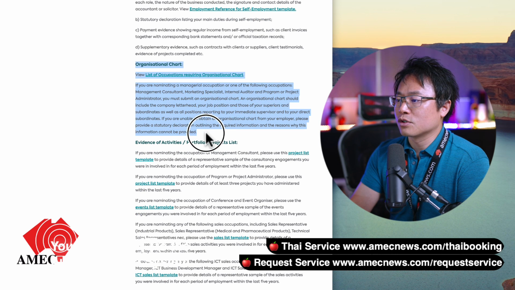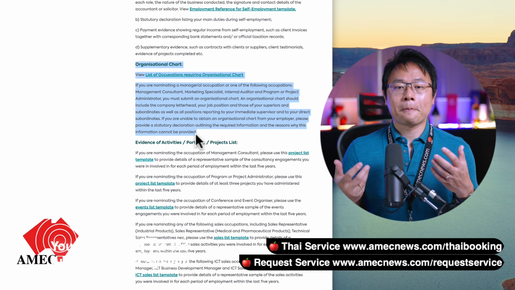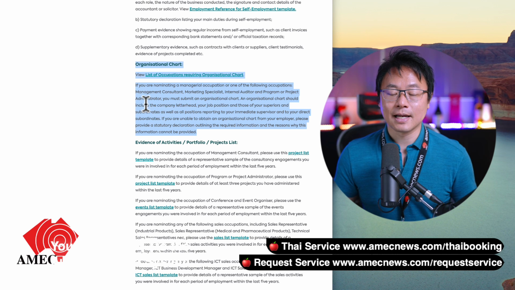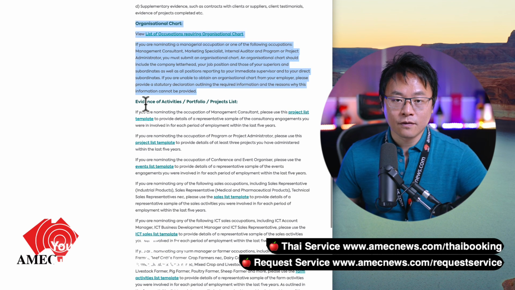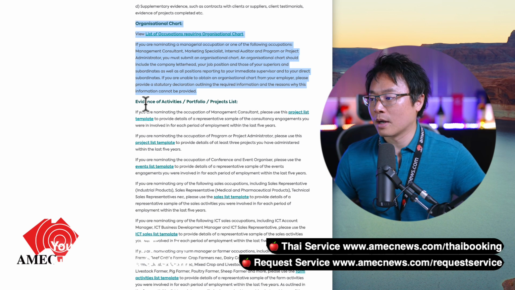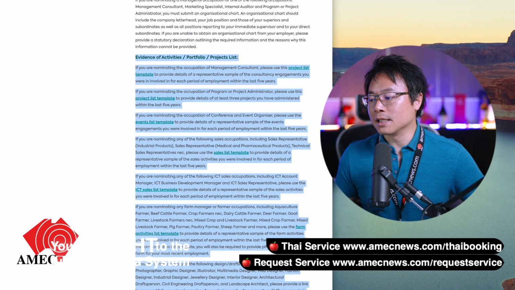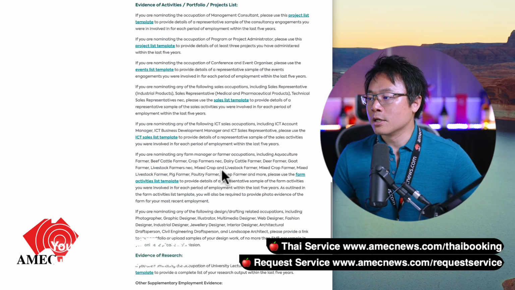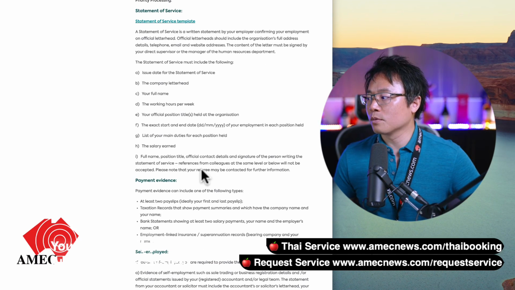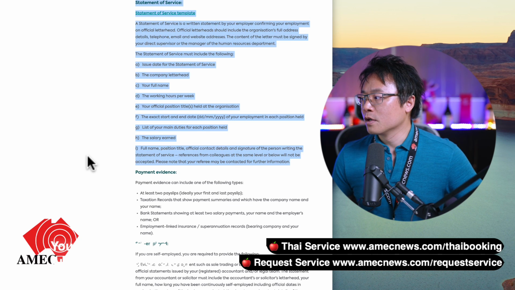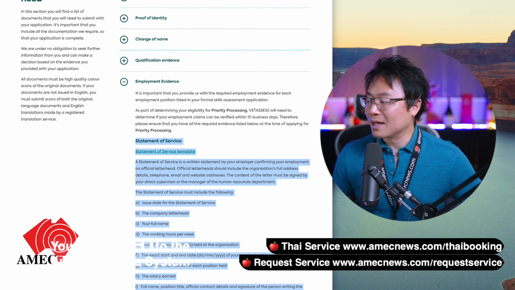An organizational chart sometimes will also help the assessing authority understand which level of the occupation you are actually in. So that's basically it, and I'm not going to go into too much detail here, but this is where most people actually stumble and fall off with the employment evidence. So I would like to take this opportunity to address this issue.